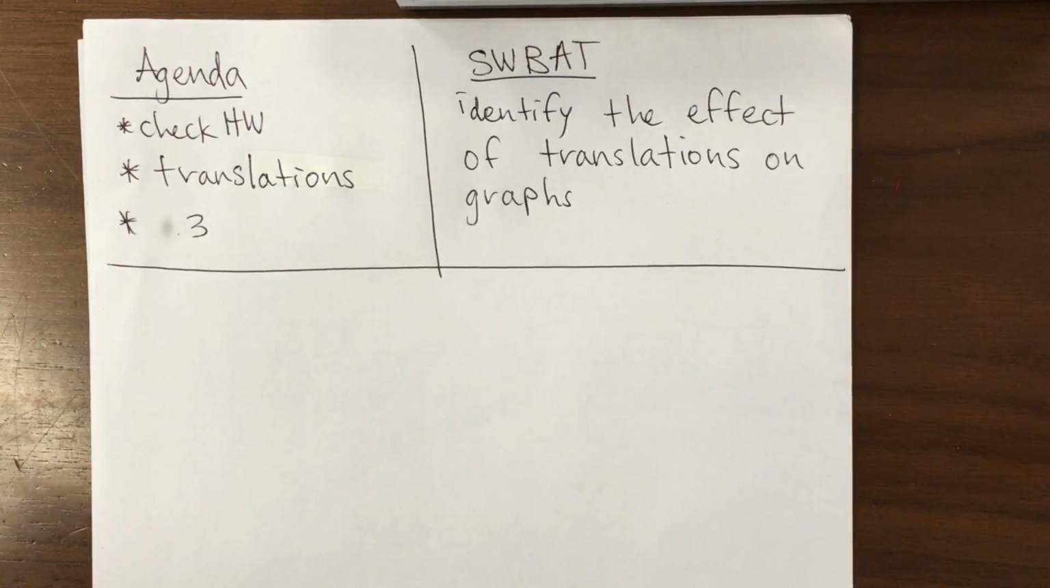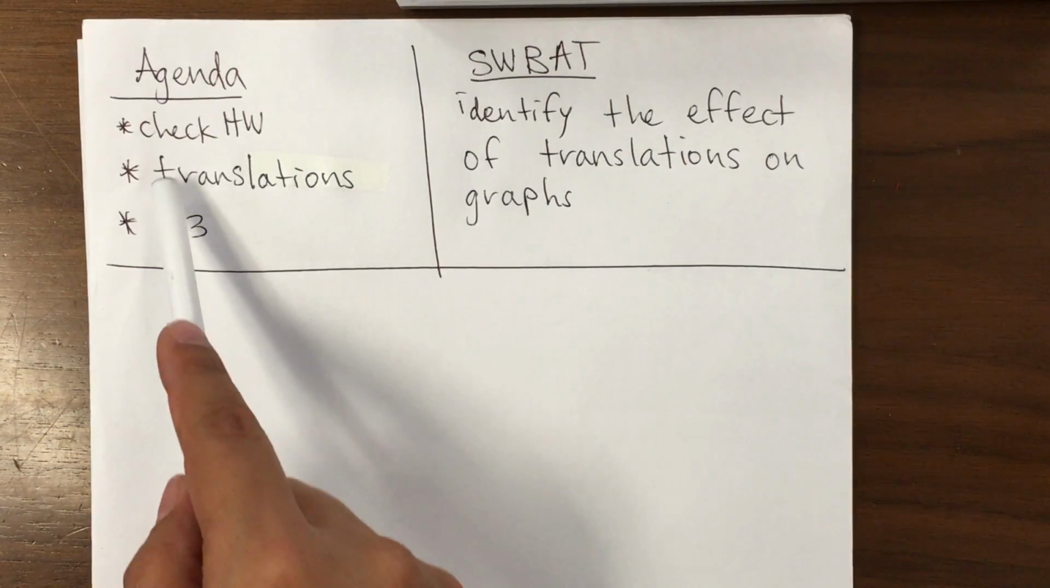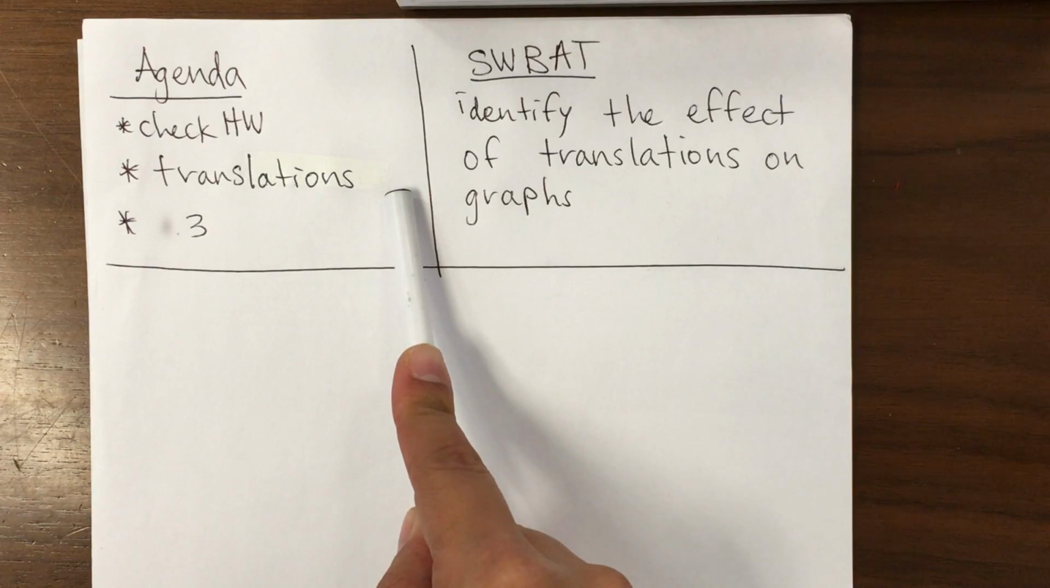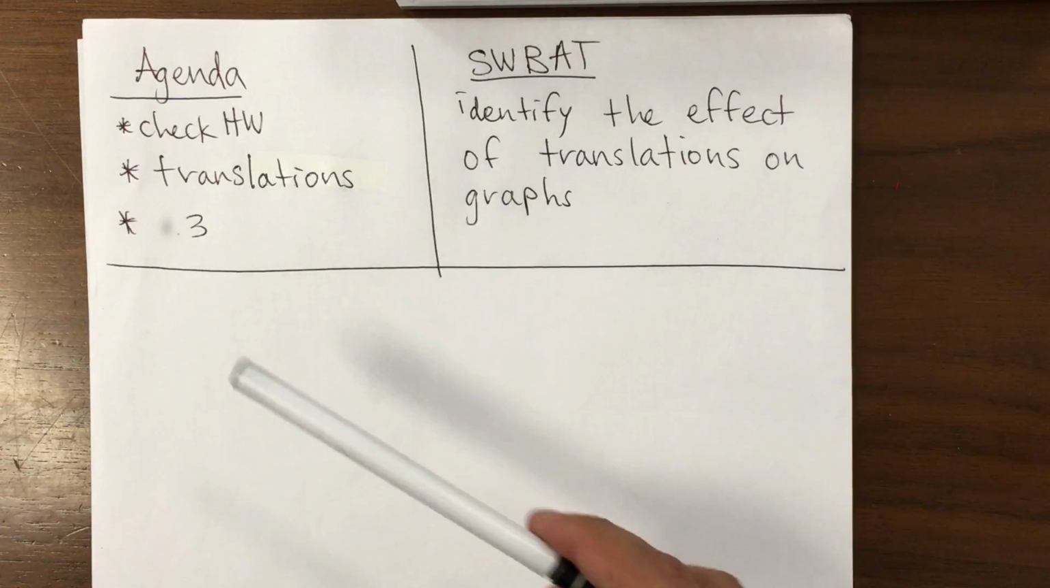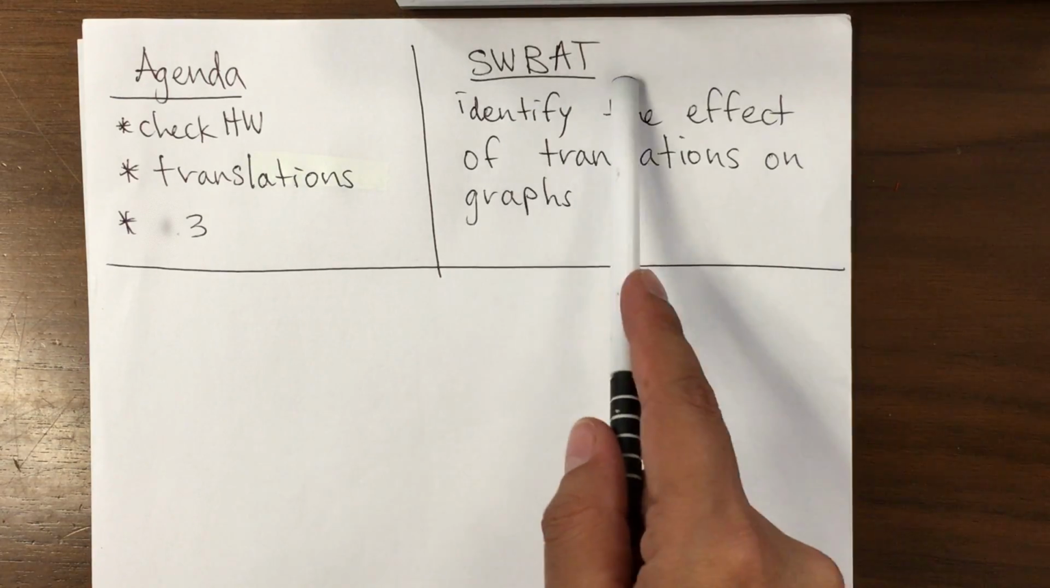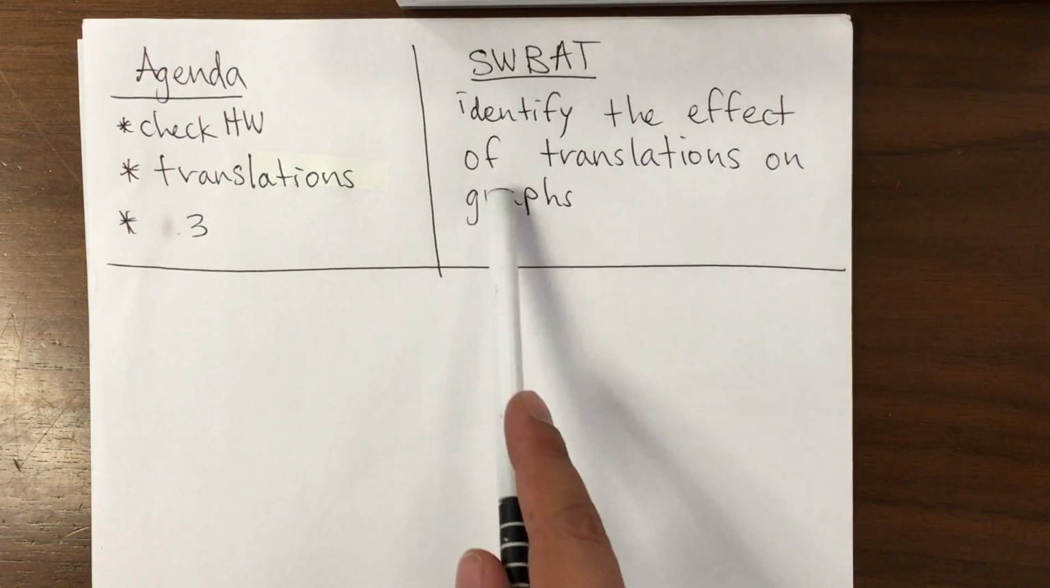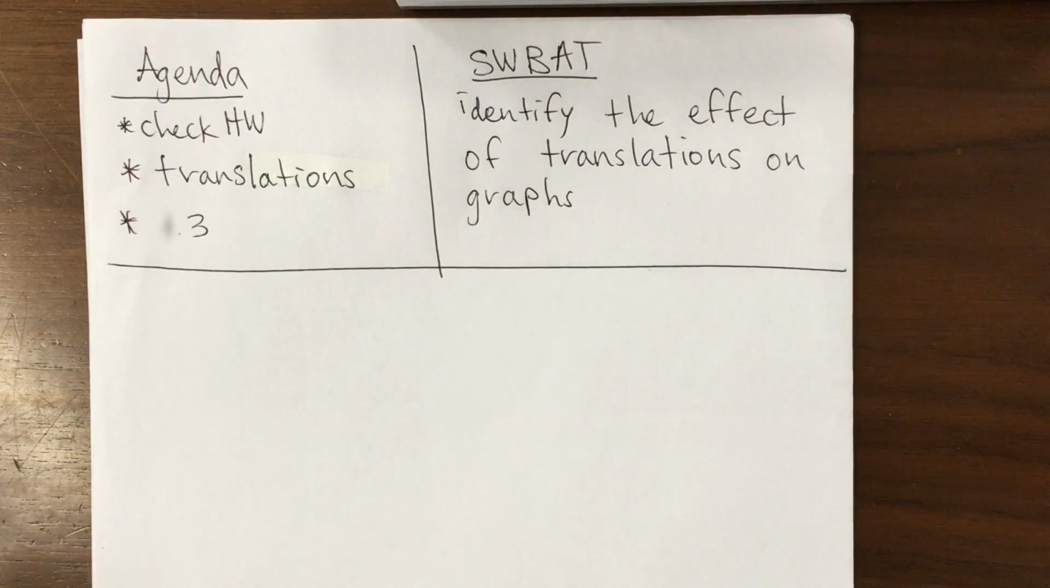Hello students, today's agenda is to check your homework. We're going to learn about translations and you will be working on 7.3. Today students will be able to identify the effect of translations on graphs.